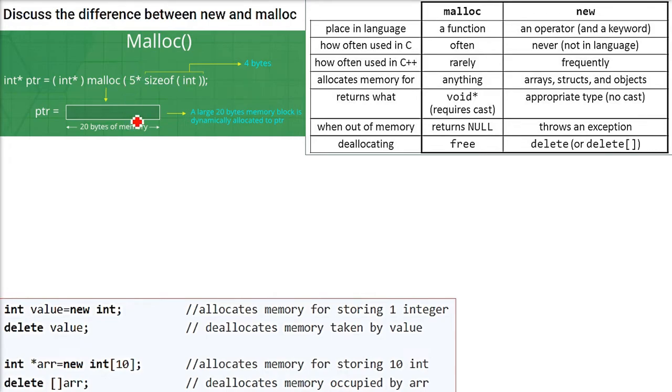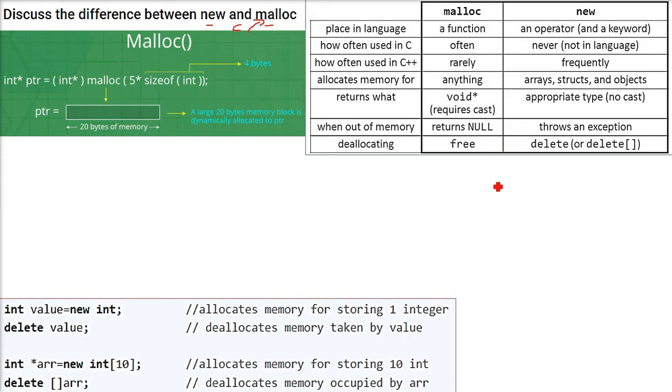Discuss the difference between new and malloc. In C++ we use new and malloc. In C we were using malloc. Malloc in C++ is used very rarely, but still we need to know the differences. How do we use new and malloc? Let us see that first, then we'll go to the differences.